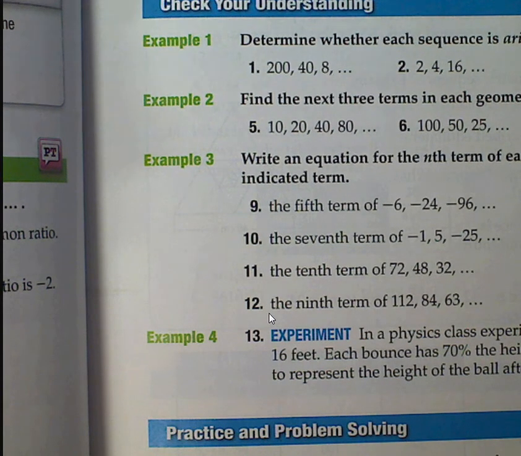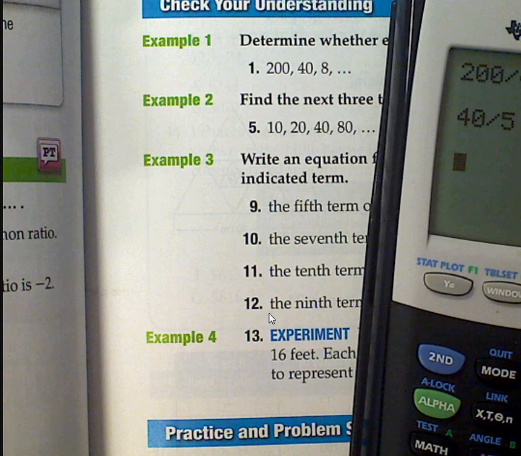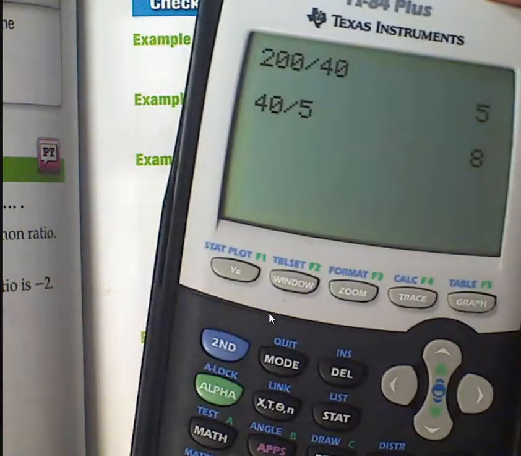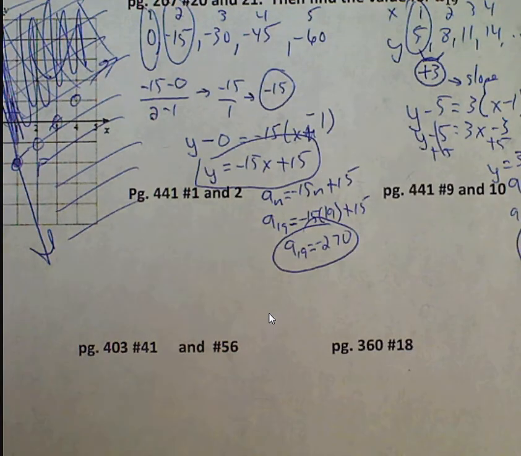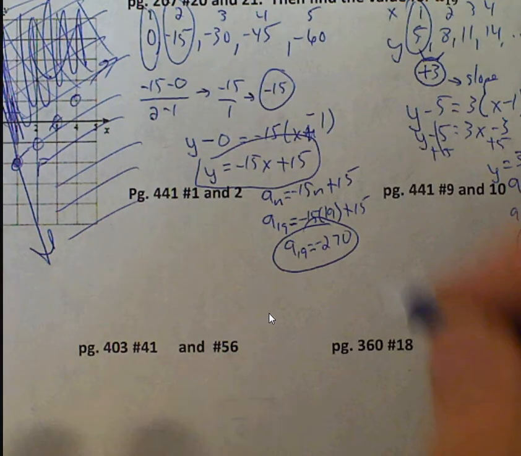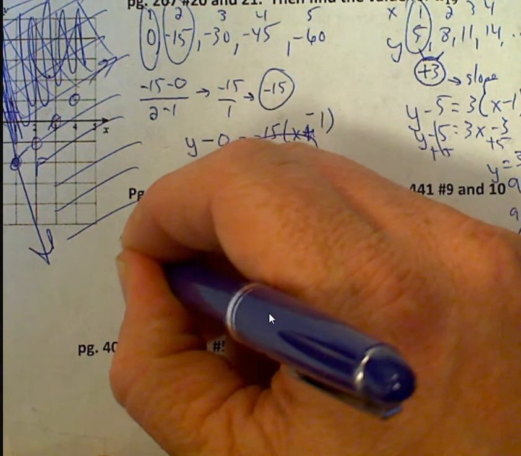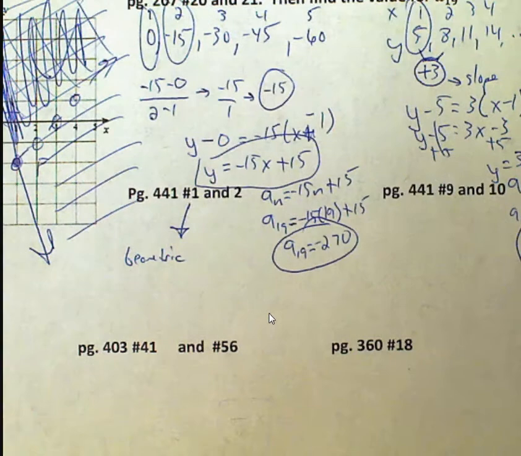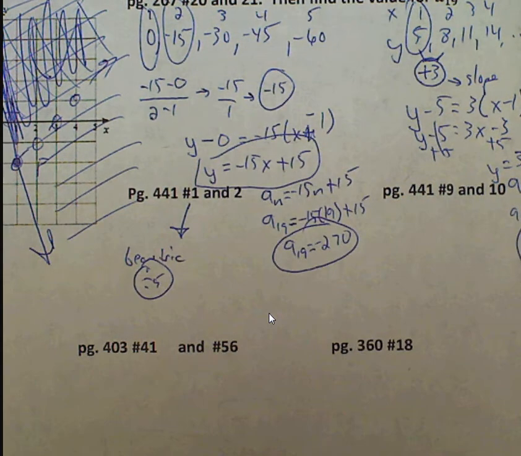200 divided by 5 is 40. So if I take 40 divided by 5, I get 8. So this is geometric because I am dividing by 5, which is the same as multiplying by 1/5. That's my pattern. What about number 2?